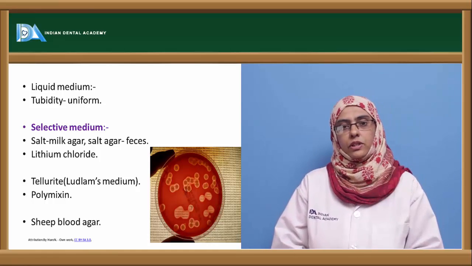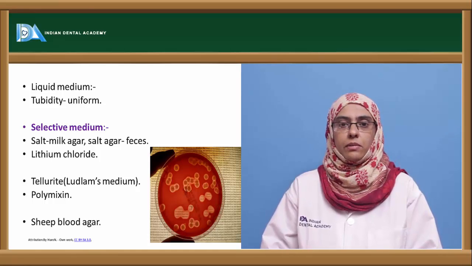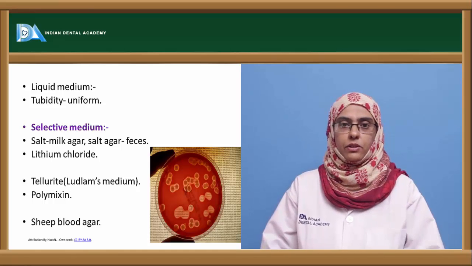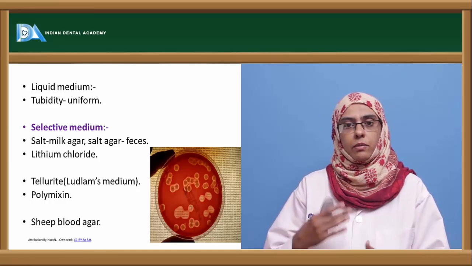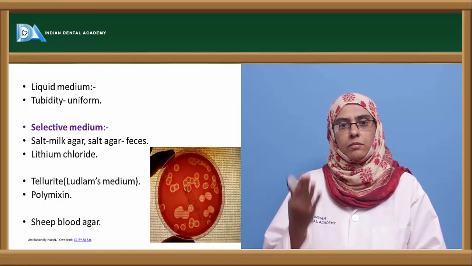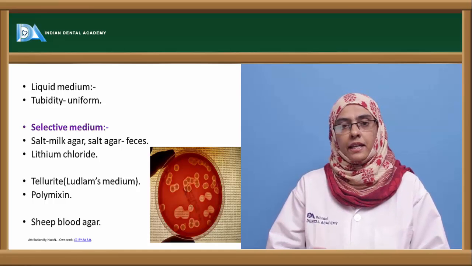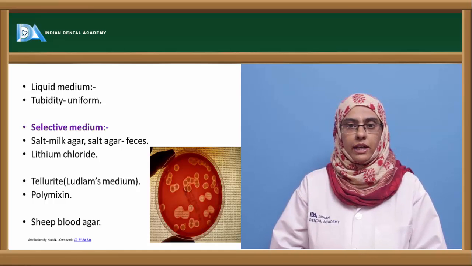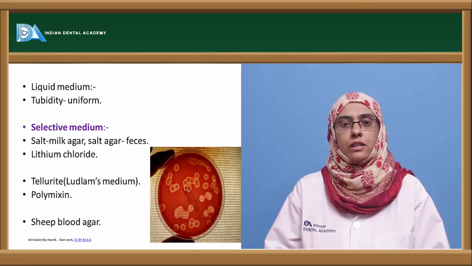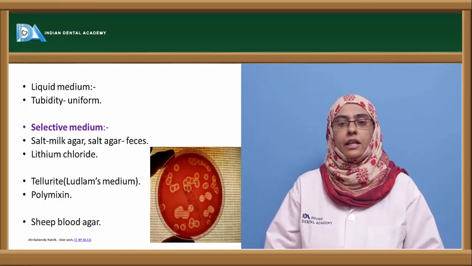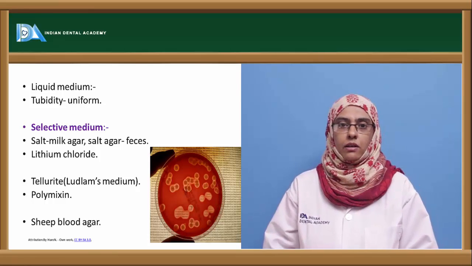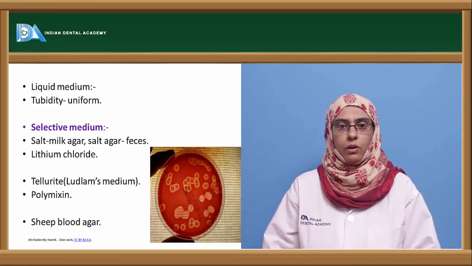These organisms usually cause localized infection, but sometimes can become systemic due to the entry of the bacteria into different parts of the body when they enter the blood, which is called bacteremia. Next is you can grow them in the lithium chloride or tellurite medium, which is also called Ludlam's medium, where they can be easily identified by their growth, and also can be grown in a media containing polymyxin.